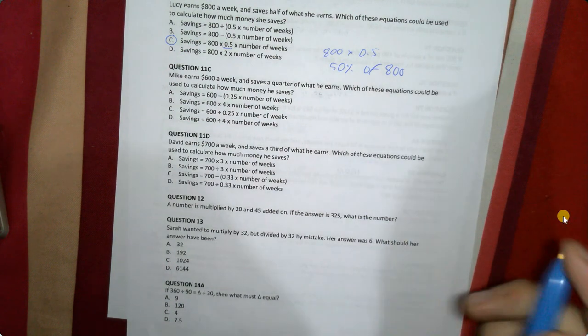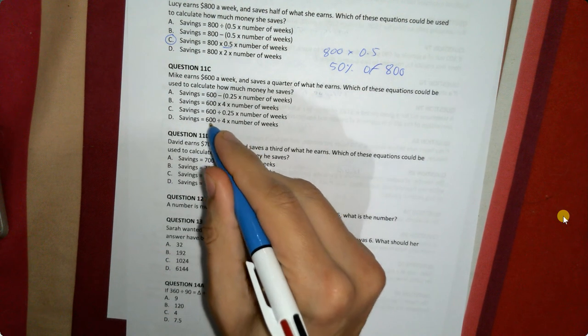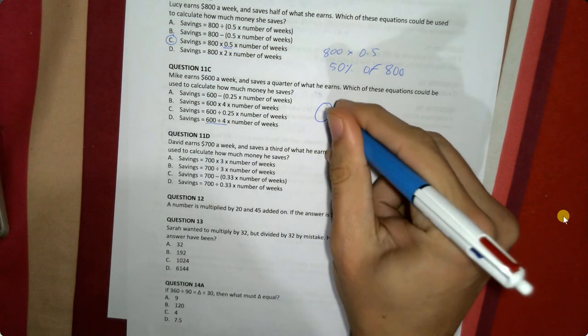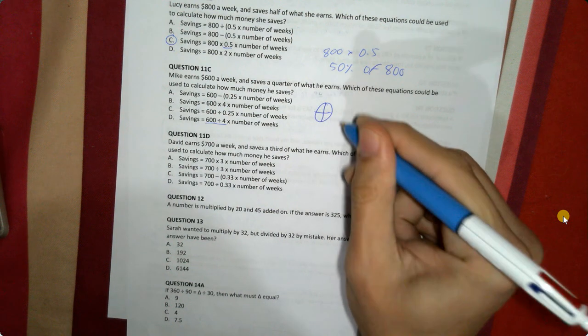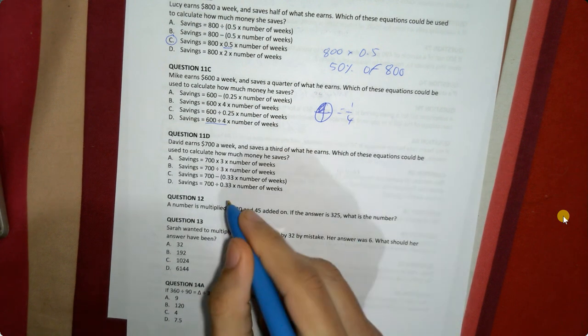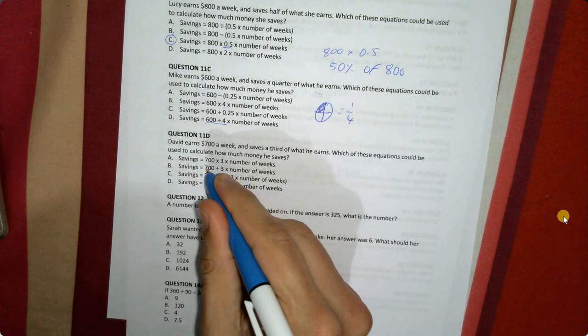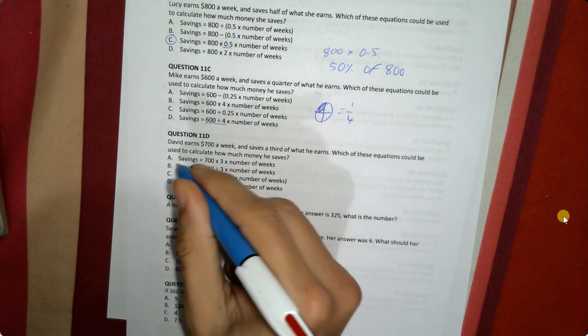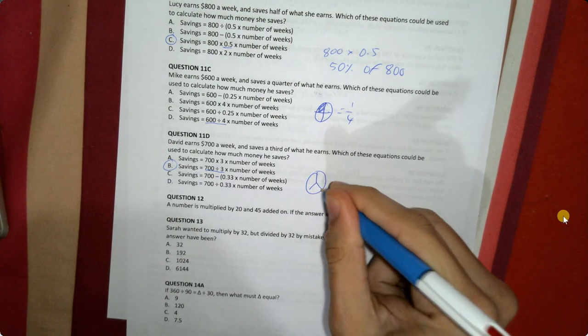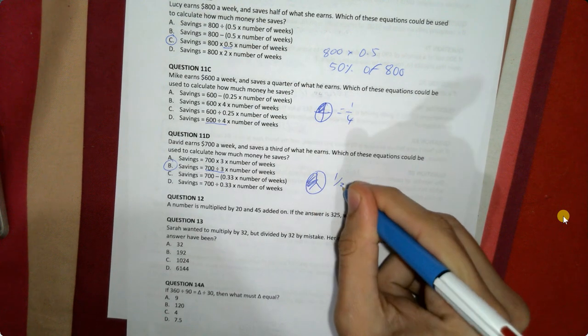Next one, 600 saves a quarter. 600 divided by 4. That's how you get a quarter. A quarter of something is literally you've got one thing and you've divided it by 4. Hence 1/4. All right, David earns 700 and saves a third. So 700 divided by 3 times by the number of weeks. Again, same thing. One thing divided by 3, 1/3.